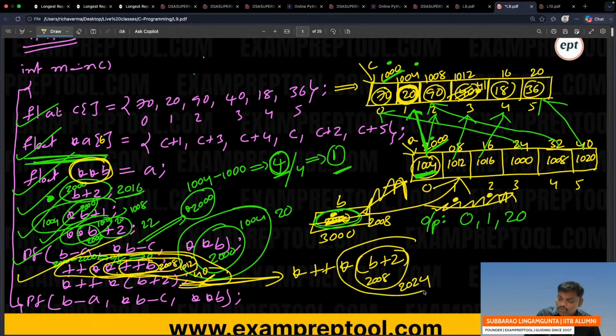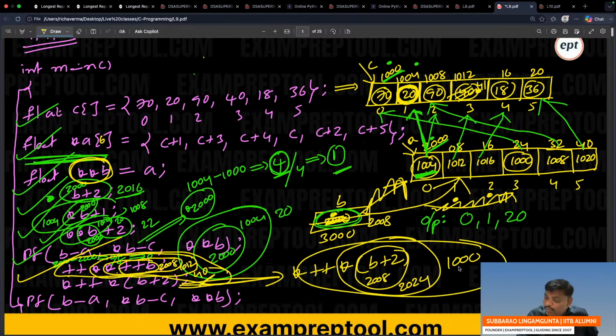Star 2024 is 1000. I am here. Wherever it is pointing, with plus plus it will point to the next. Remember, these arrows are for your purpose only. Simply, it will update to 1004. Nothing else is there. Let me write here, 1004.